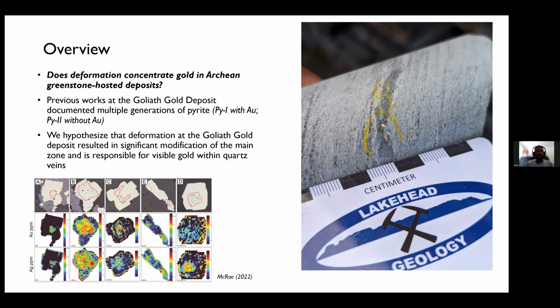And then there's a subsequent second generation. In this case, it is the overgrowth on the pyrite 1. And these are generally inclusion poor and lacking gold and silver. So we hypothesized that deformation at the Goliath Gold Deposit resulted in significant modification of the main zone, which is where the bulk of the ore is found, and it's responsible for the visible gold that we see in the quartz veins at that deposit.